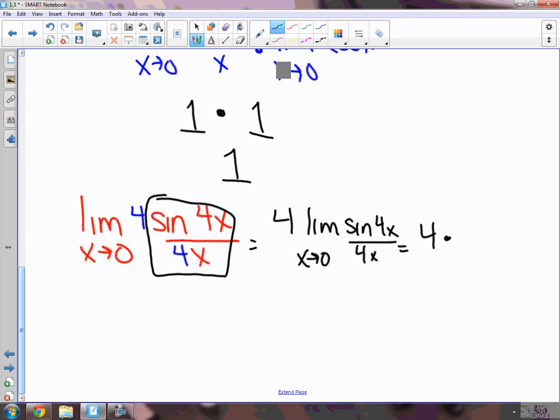This is how I like to think of that theorem. It's the limit, as x approaches 0, of the sine of smiley face over smiley face equals 1. Because as long as these two match, it doesn't matter what that is. So it doesn't just have to be an x in those spots. It could be natural log of x, natural log of x. As long as those two parts match, you can use this theorem.